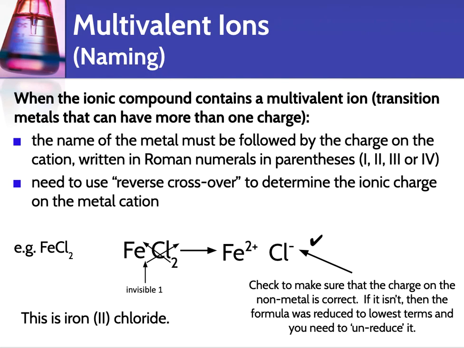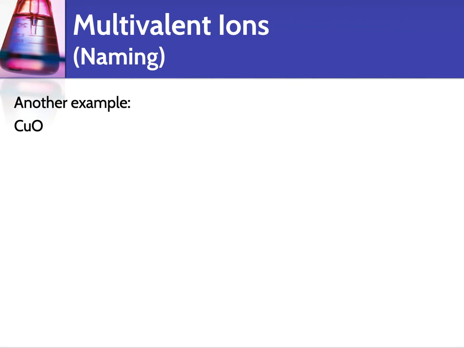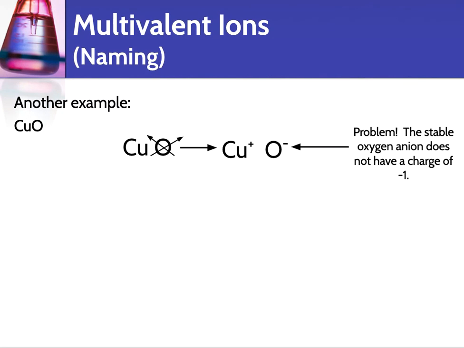So because we know now that the charge on iron was 2, we would call this iron 2 chloride. So let's look at another example. Copper and oxygen, we've got all these invisible ones, so that tells us it's a Cu+ and an O-. Now this is where it's important to do that check, right?